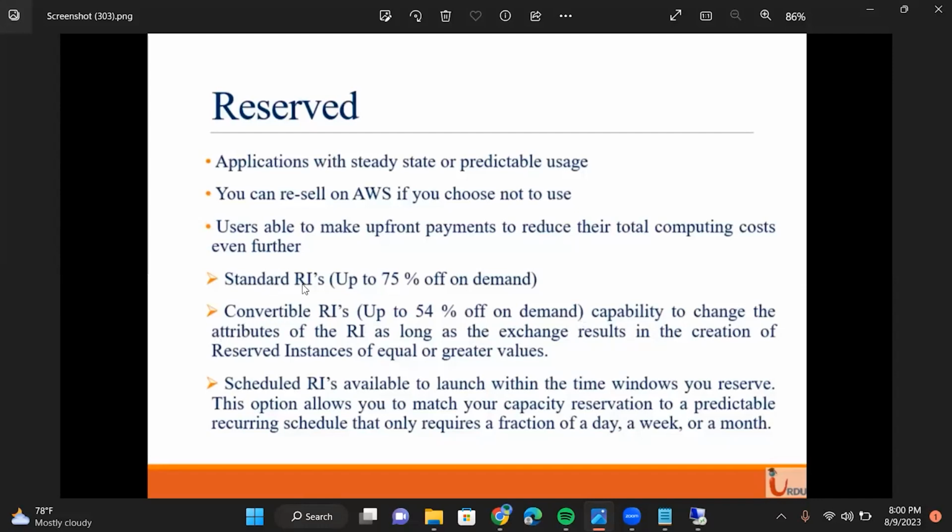Okay, reserved instances. This one is for the standard reserved instance. So in a standard reserved instance, if we are not utilizing some of our services, we can resell them.